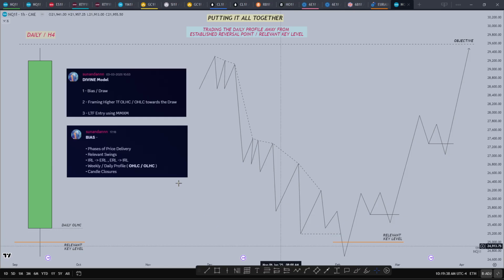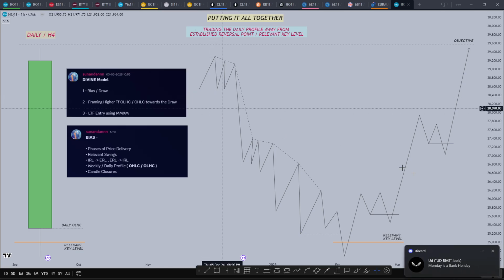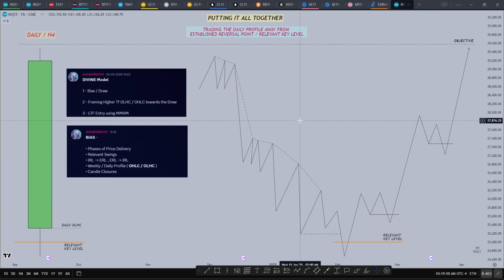Go watch it. This session is about making the model simpler and more repeatable for you, helping you get my model into your mind in a better way. The first step is bias and draw. Once you have an established narrative from daily and H4, the bias and the draw, the direction, then it is just one simple thing: framing the daily profile, the daily candles, OLHC or OHLC, towards the objective and away from the relevant key level. Okay, this is clear.